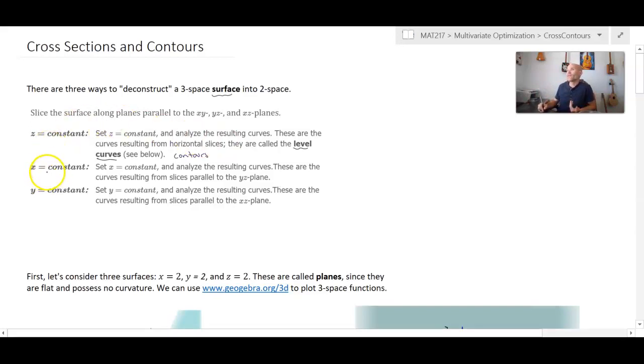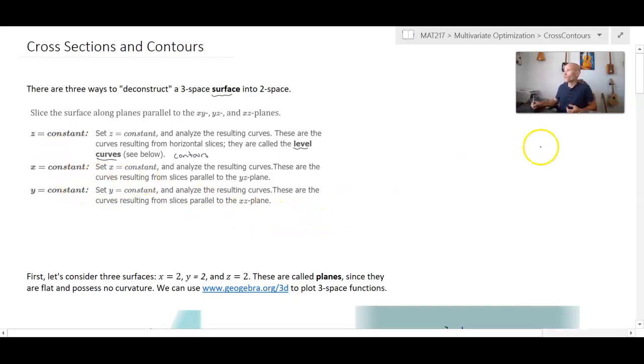We can also do the same thing for x and y. We can let x be a constant and analyze the resulting curves. These are the curves resulting from slicing parallel to the YZ plane. We'll see this in a moment. And then we could also slice by holding y constant and looking at the relationship between x and z. So we're holding one thing constant, which means that one of our axes is not needed when we hold a value of that axis as a constant.